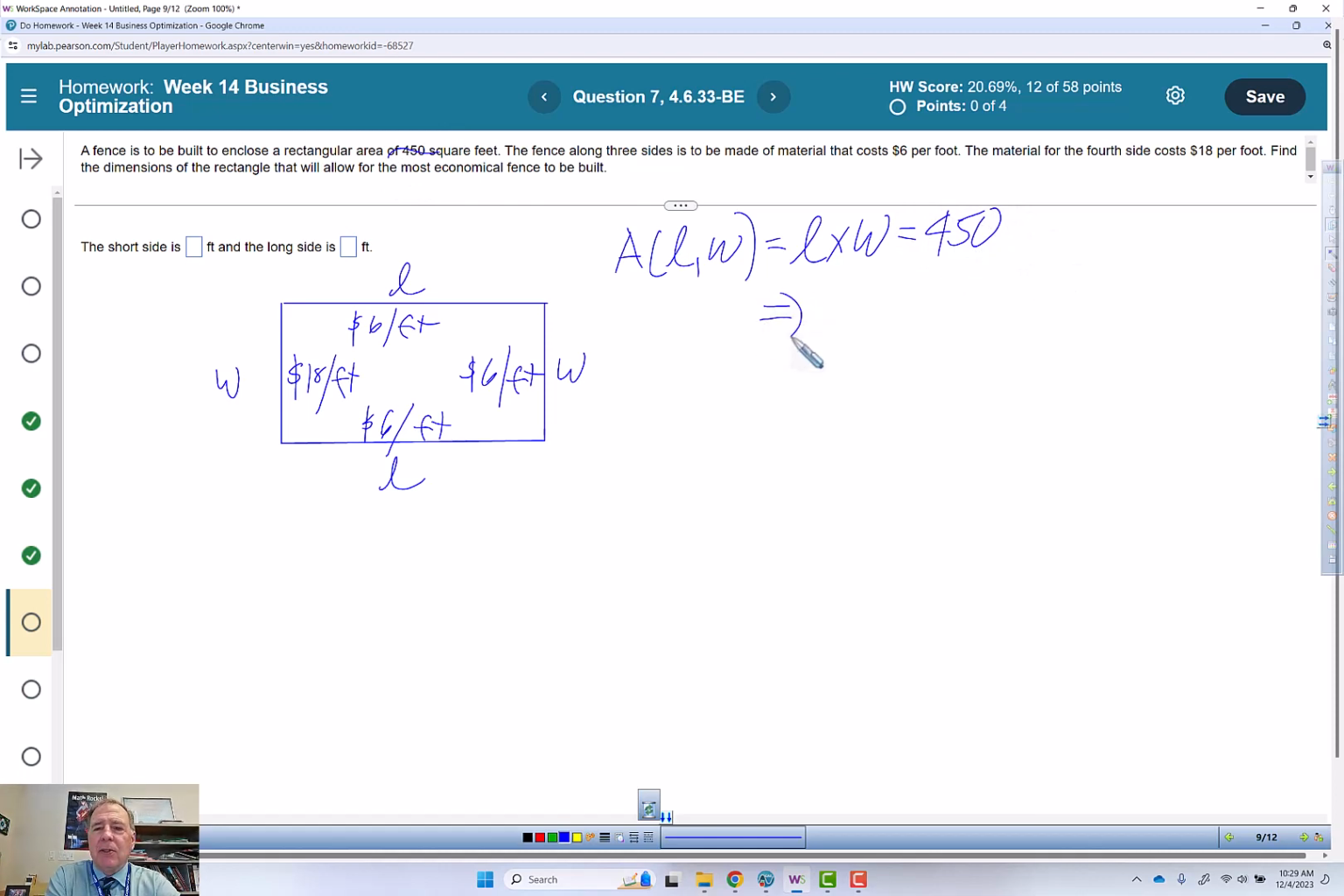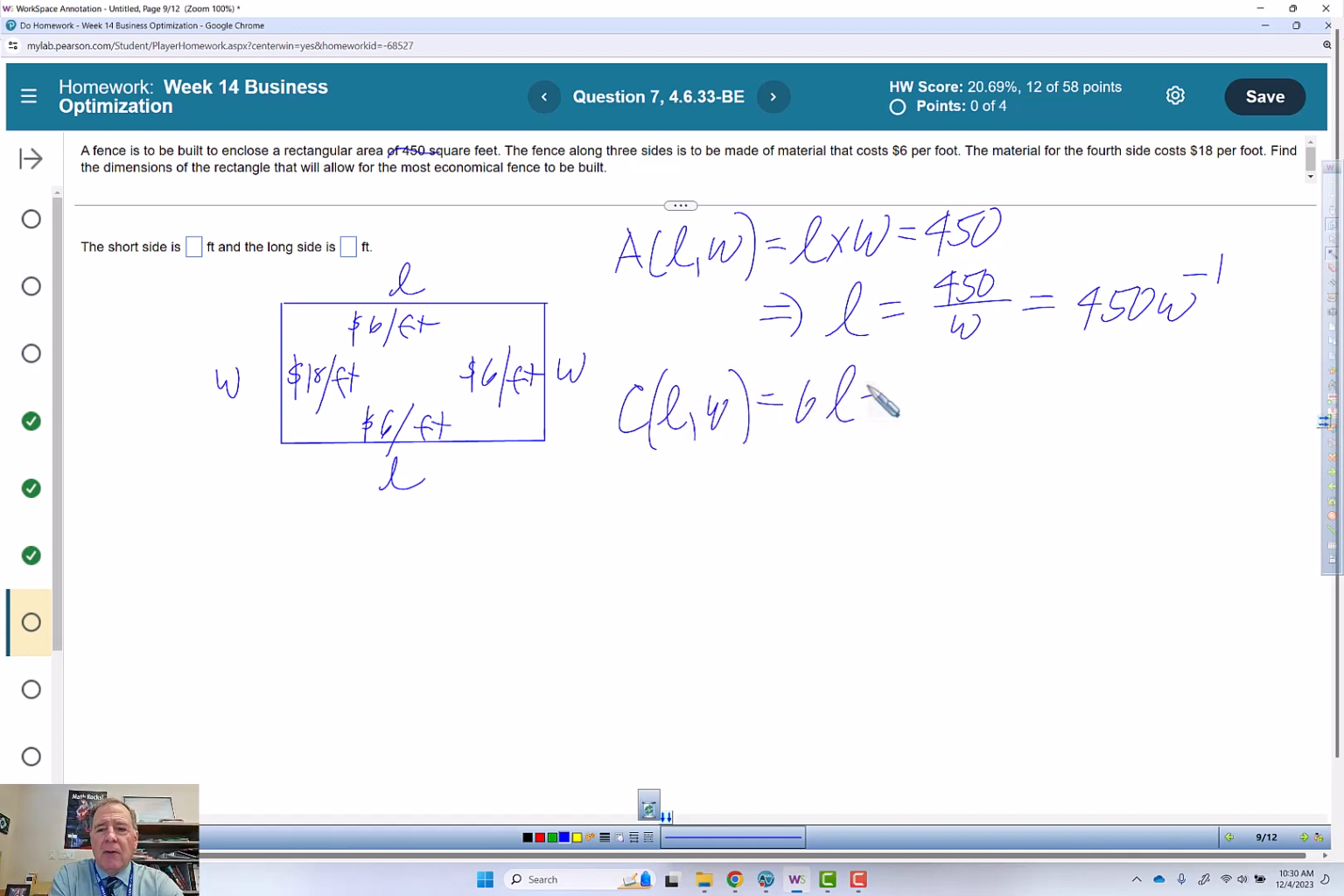Now that means that I can write L is 450 divided by W, or to make it easier to take a derivative, 450 times W to the negative 1. And then my cost as a function of length and width is going to be 6L plus 6L plus 6W plus 18W. And we'll simplify that to 12L plus 24W.